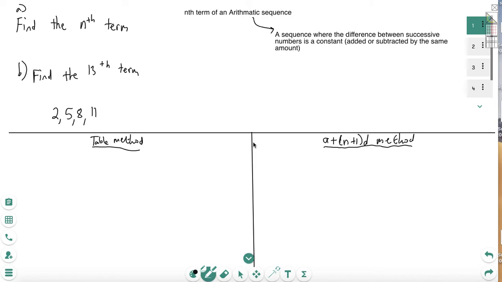What up, Shaq here. And today the topic we're going to be covering is finding the nth term of an arithmetic sequence. Before we look at the concept of nth term, let's discuss what an arithmetic sequence is.